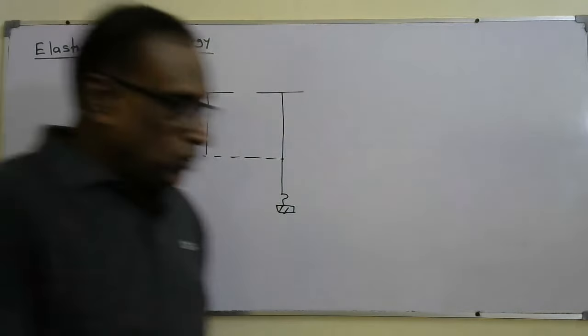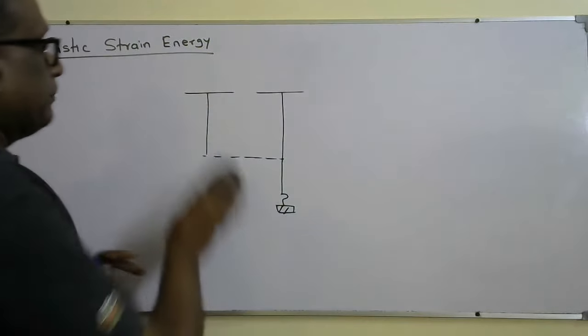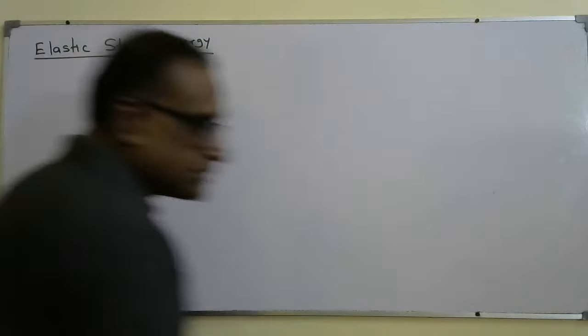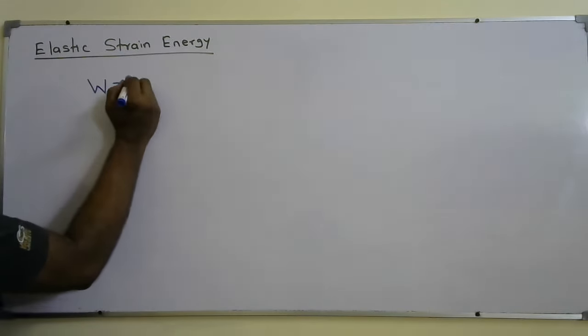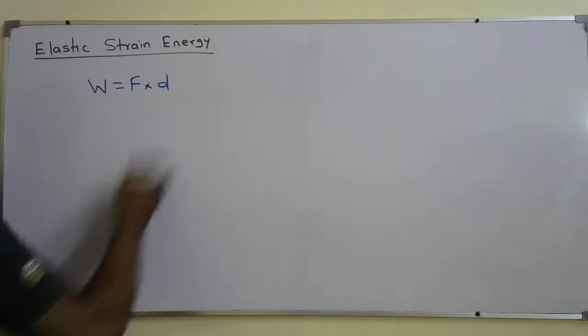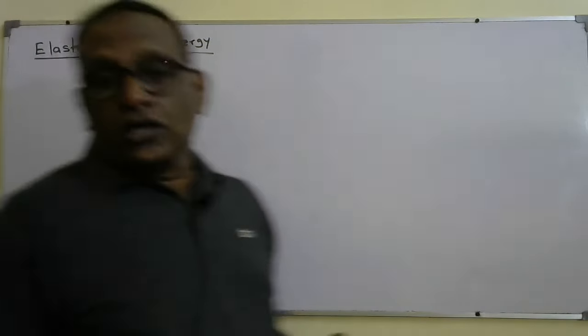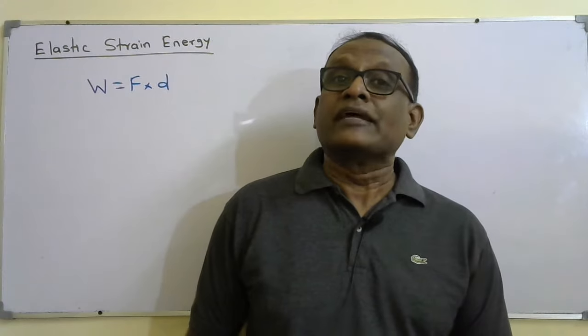So we know that work done is given by, we learned that in mechanics, work done is given by force into distance moved. We define the work done is equal to force into distance moved along the direction of force. Normally in those questions, force remains constant.